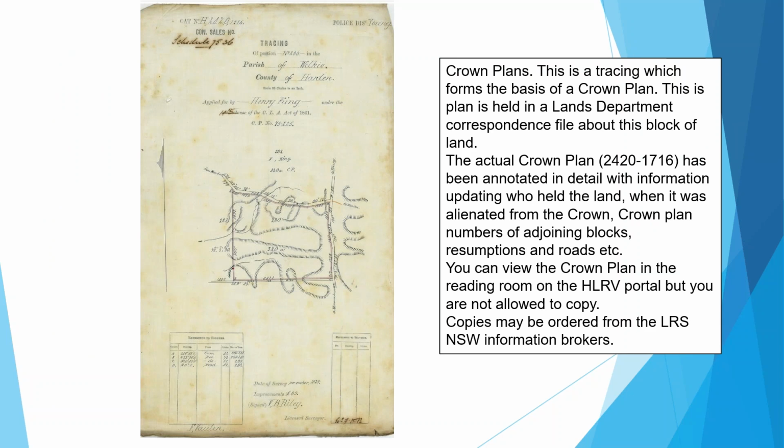So this is an example of a Crown plan. This one was not actually taken from the LRS website. This was taken from a correspondence file. It's just to show you what a Crown plan would look like. And you can see there it's just of a particular block. It tells us the size. It gives us some of the topographical features, and the actual Crown plans would also be annotated with some of that information that I just looked at in the previous slide.